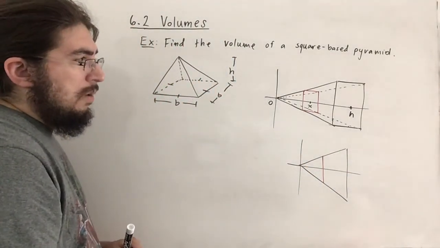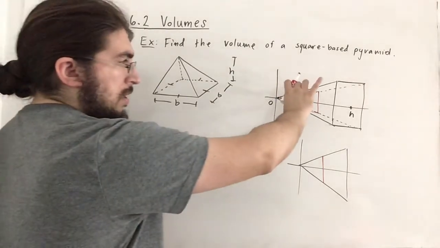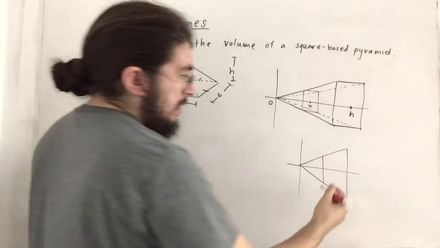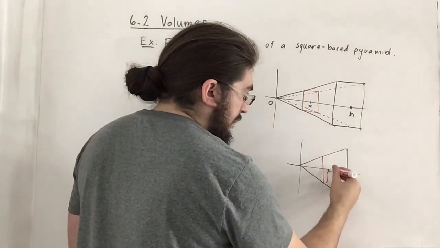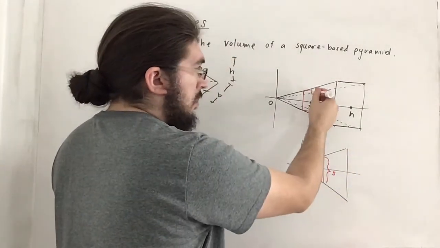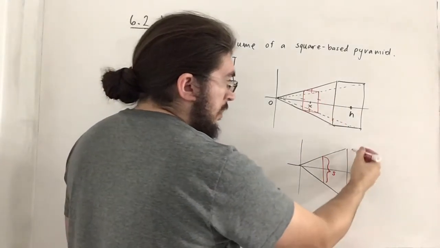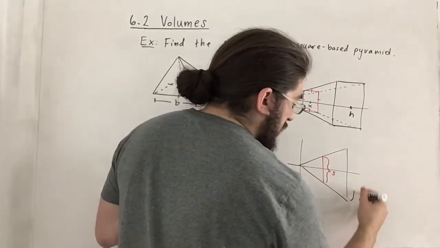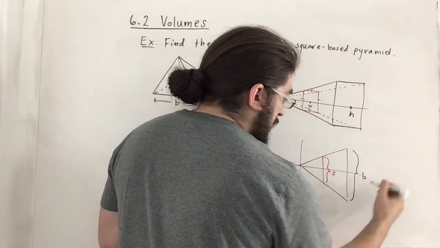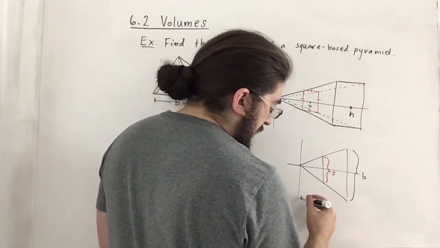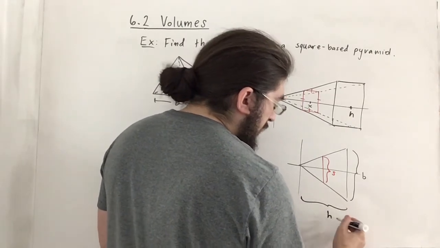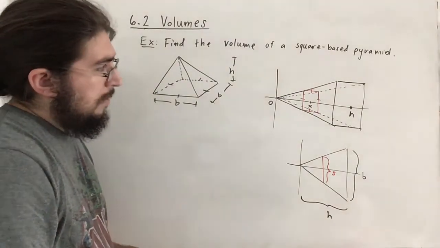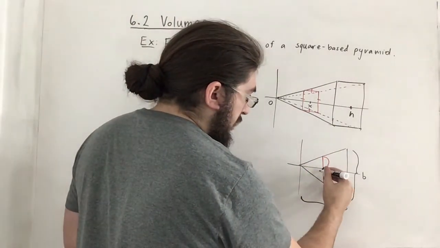Now, of course, we need to know the dimensions of this square. So I guess we can call it S, let's say. So it's an S by S square. Now we know this is the base, and the base is B by B. So this is going to be B. And we also know this is H. And we know this is x, which is what we're going up to.